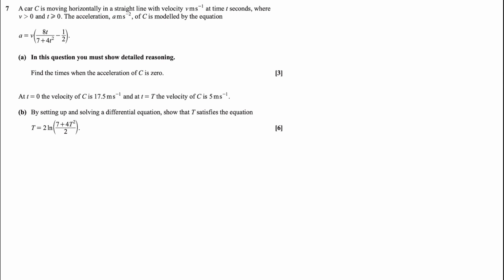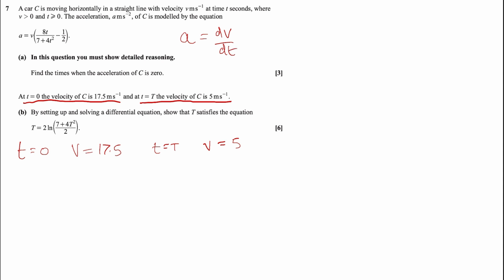Okay, for part B, it's a differential equation question. So let's give it a go. It looks like we're given some initial conditions here. When t equals 0, we're told that v is 17.5. And when t equals T, we're told that v equals 5. Now the tricky part about this is you need to remember that the acceleration is dv by dt. Otherwise you're going to struggle to set up a differential equation. So that's the first thing I'm going to do.